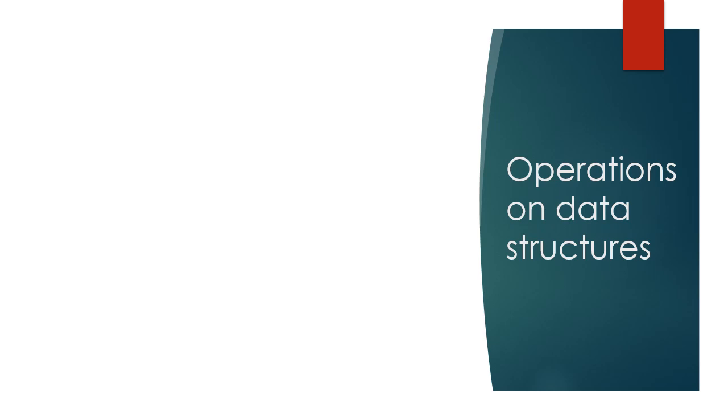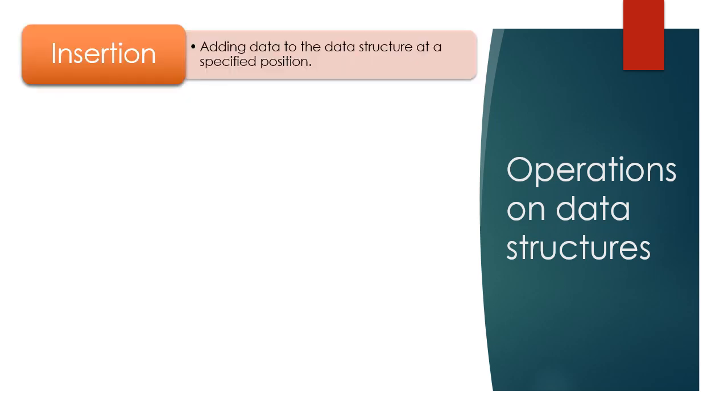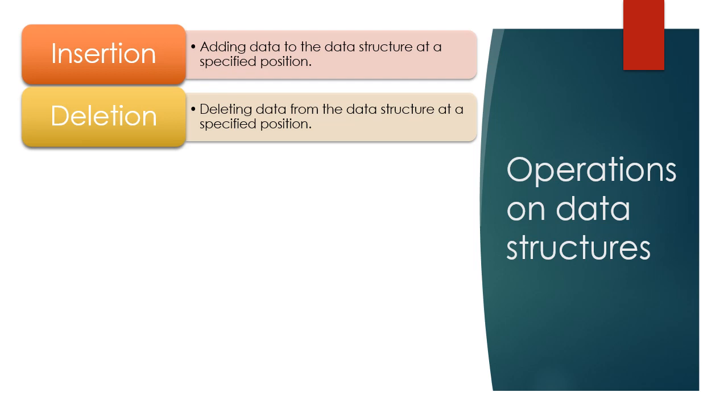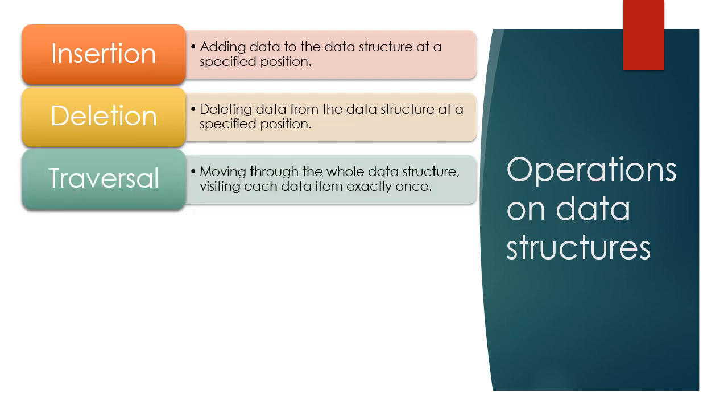No matter what sort of container you use to keep your data, there are only 6 things that you can do with that data. So now we look at operations on data structures. The first is insertion, adding data to the data structure at a specified position. The second is deletion, deleting data from the data structure at a specified position. Third is traversal, moving through the whole data structure, visiting each data item exactly once.